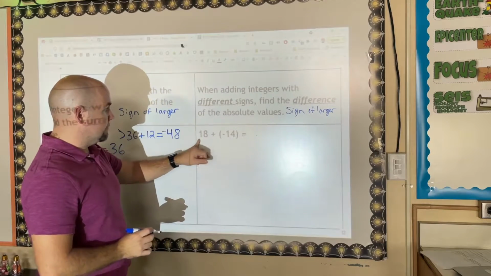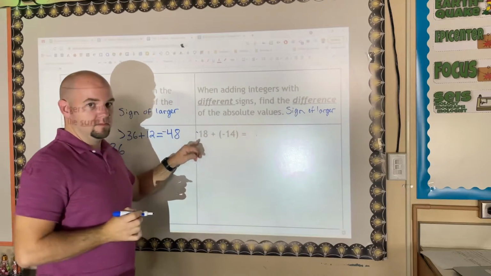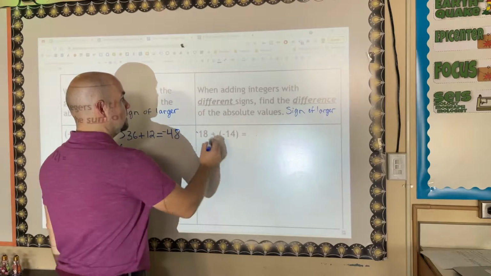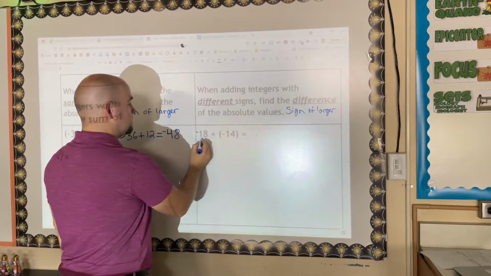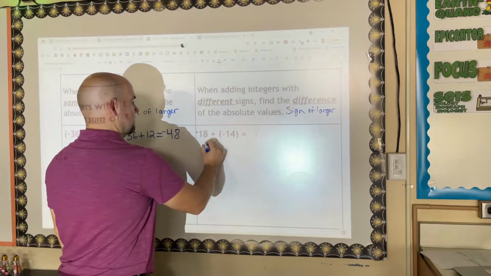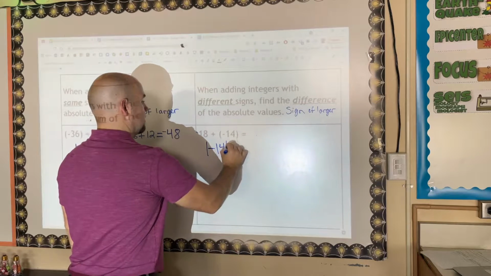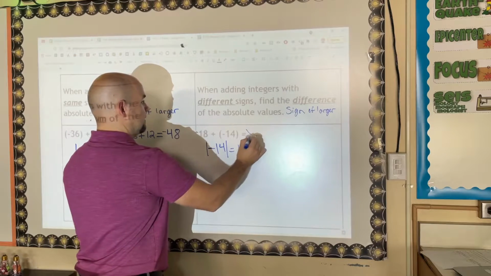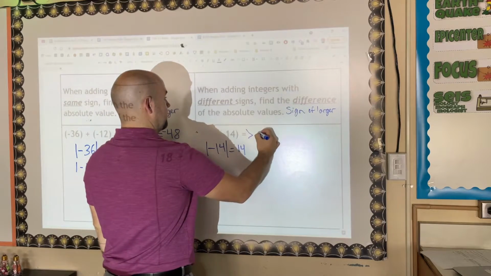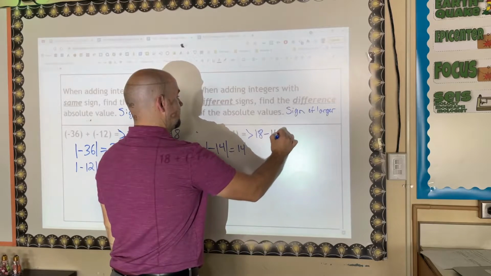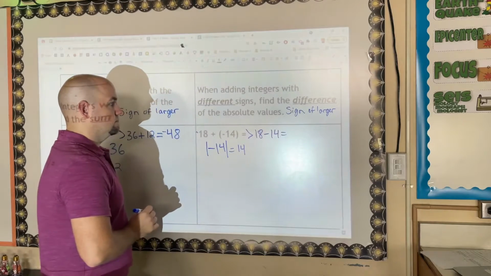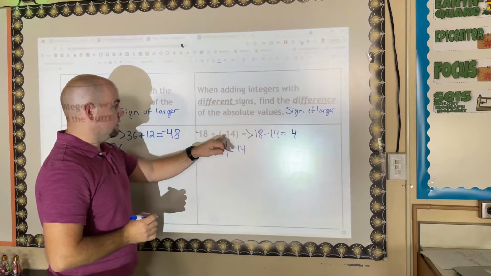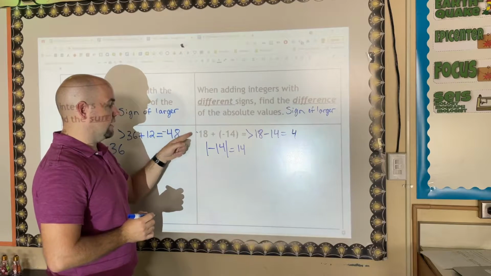So these are different. This is a positive 18. There isn't a sign there, but it's assumed. So positive 18 plus, because we're adding again, negative 14. We're going to find the difference of the absolute values. The absolute value of 18 is 18, so we don't need to denote that with anything. So we're going to find the difference. This here becomes 18 minus 14. So we're going to have a 4. And our larger number was 18, so we're going to take that sign there.